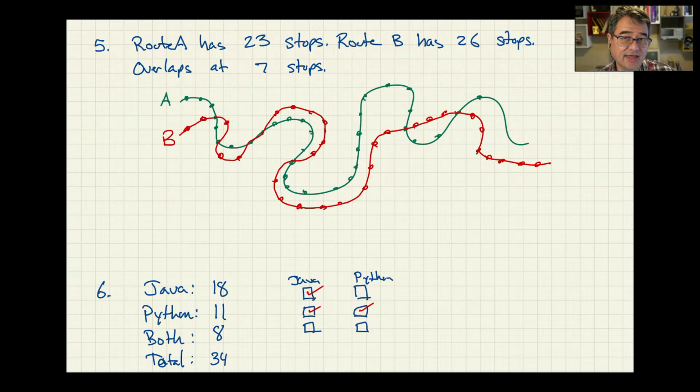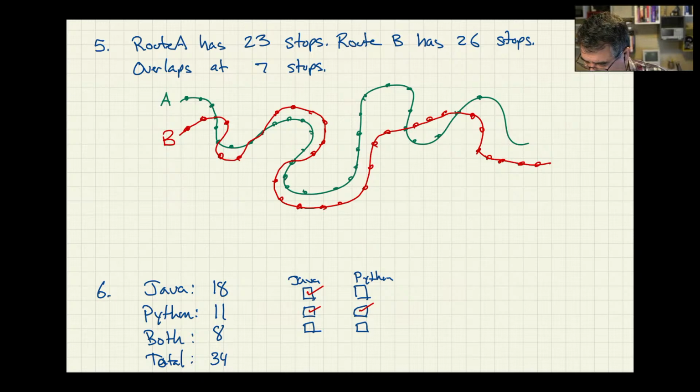If we were just to add 23 and 26 together, we would get 49, but that would end up counting those 7 overlap stops twice. We'd count them once in the 23, and we count them again in the 26. So really we want to add them together, but subtract off one of those sets of duplicates.